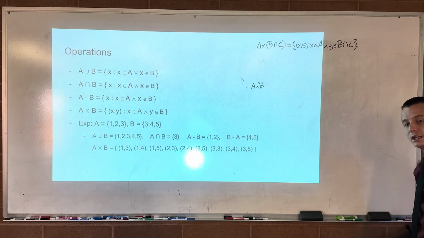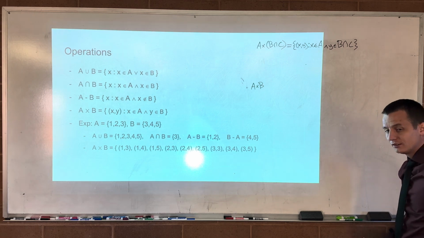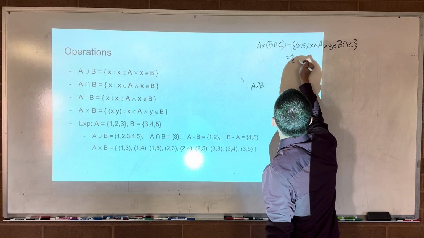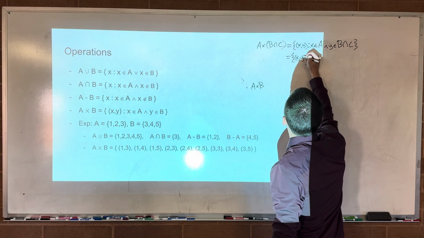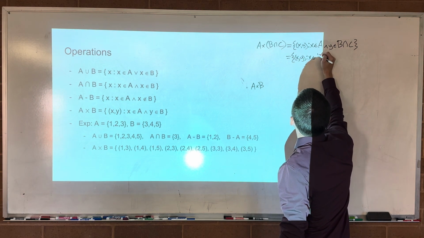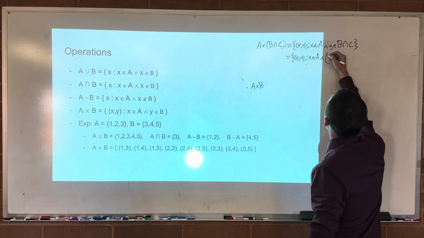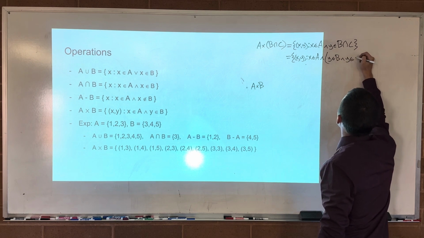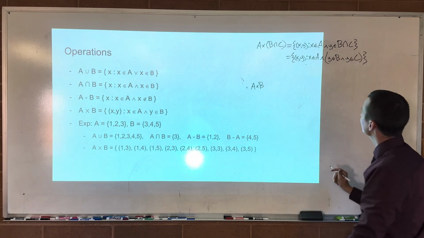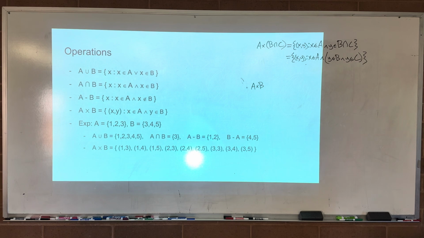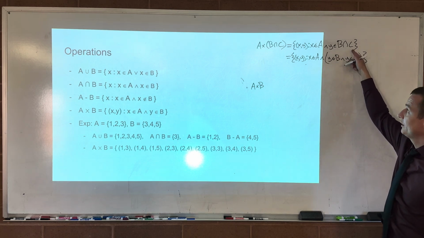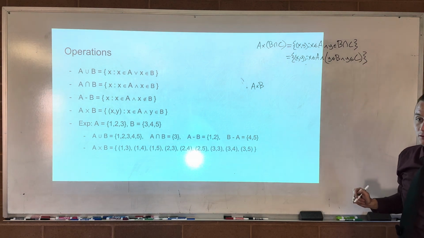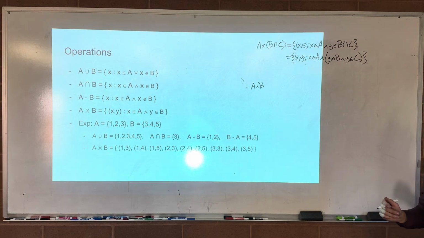Now what does it mean for Y to be in B intersect C? That means Y is in B and Y is in C. So this is equal to the set of all X comma Y, where X is in A and, parenthesis, Y is in B and Y is in C. That's what it means for Y to be in B intersect C. It means Y is in B and Y is in C. That's what it means to be in the intersection. With me? Yes. Okay.